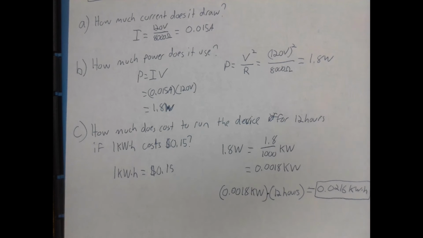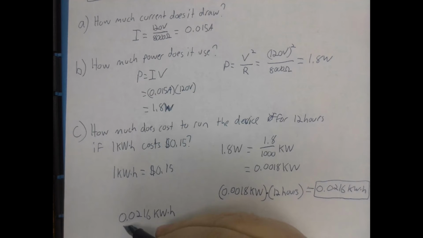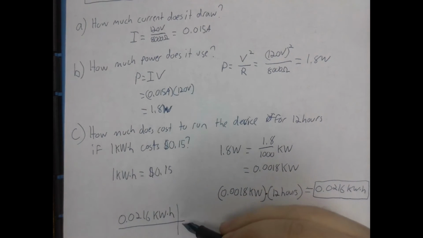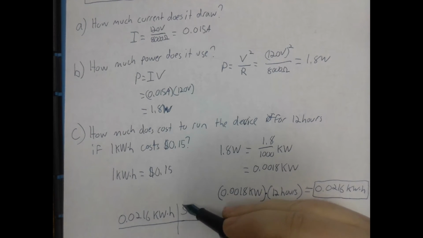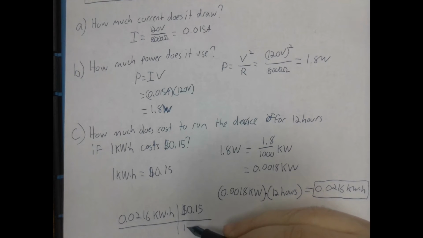So how much does it cost? If 1 kilowatt hour costs 15 cents, we would multiply. Making a little grid, we multiply 0.0216 kilowatt hours by the fraction 15 cents per 1 kilowatt hour.